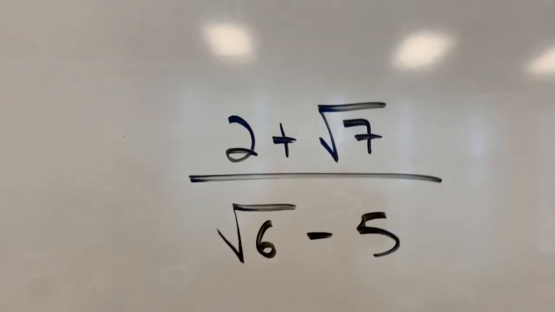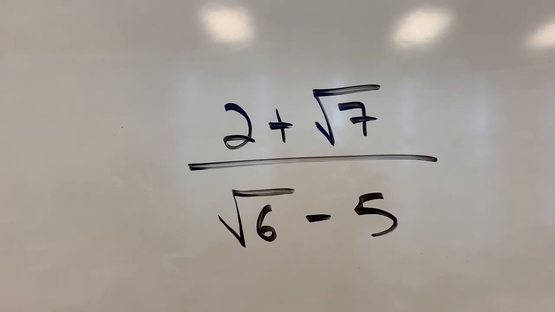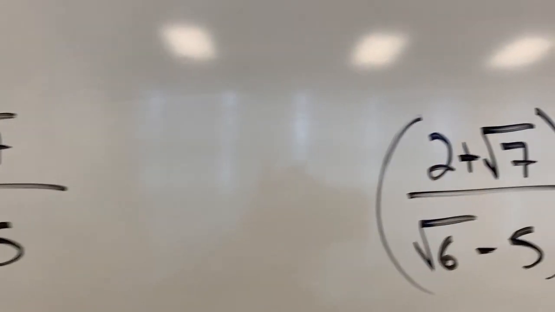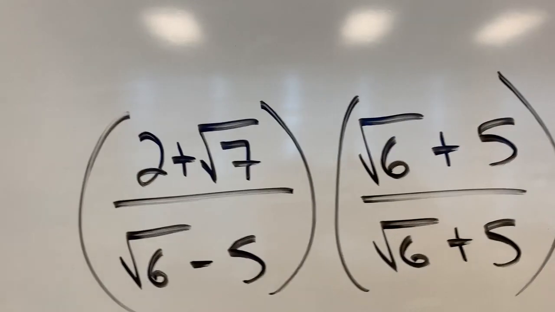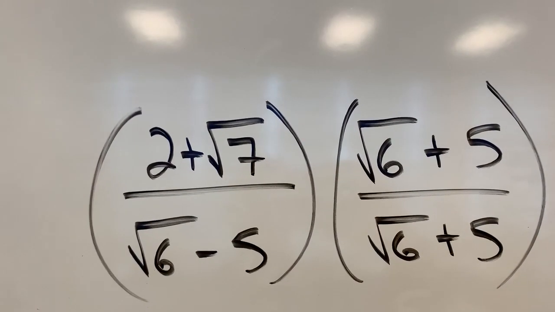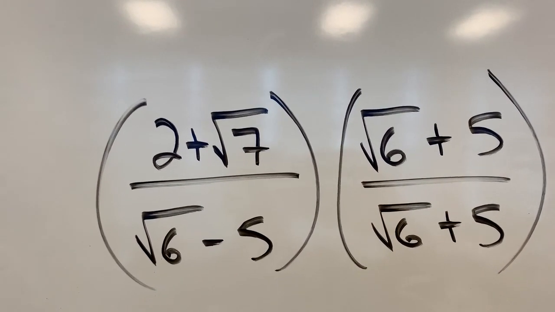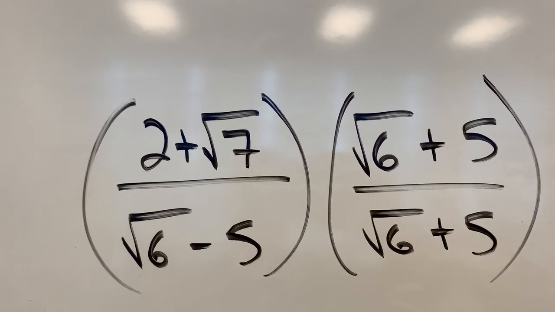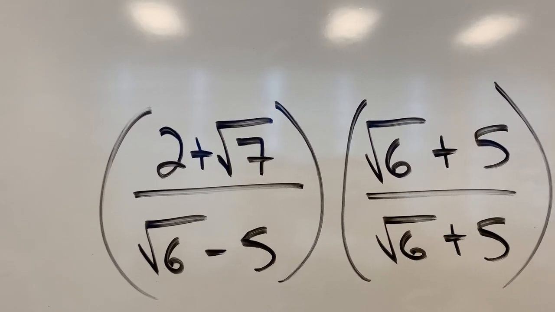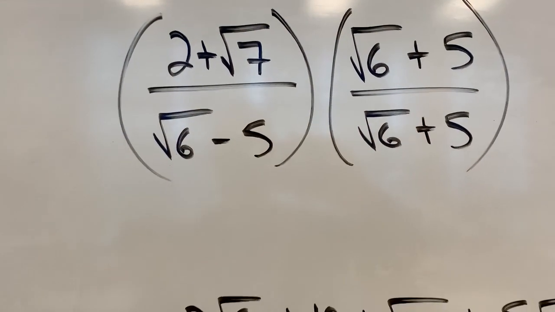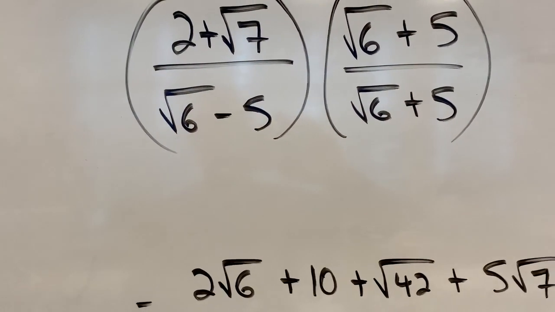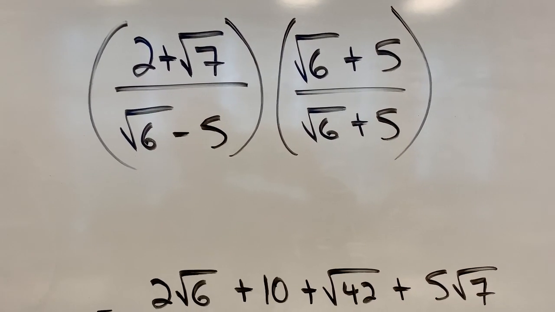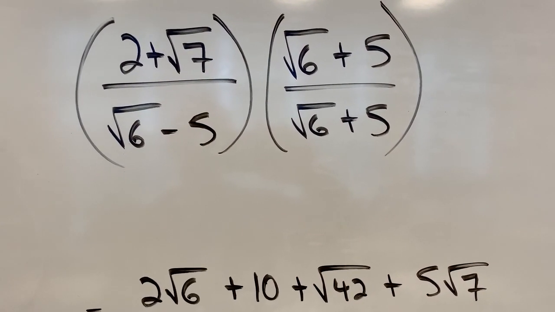To rationalize something that has two terms in the bottom, what you have to do is multiply by the conjugate, meaning whatever that denominator is, change the sign and multiply that on the top and the bottom, and you'll see why in a moment. But when you multiply, you have to be careful to FOIL these things out. First, outside, inside, last. So 2 times root 6, plus 2 times 5, plus root 7 times root 6, plus 5 times root 7. There's the numerator, gross, turned out way worse than it was.